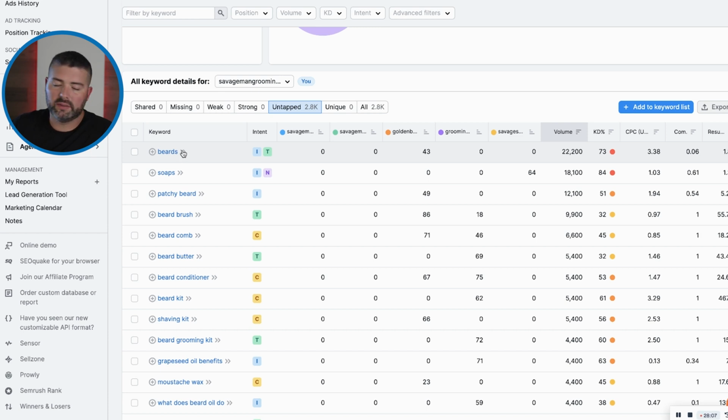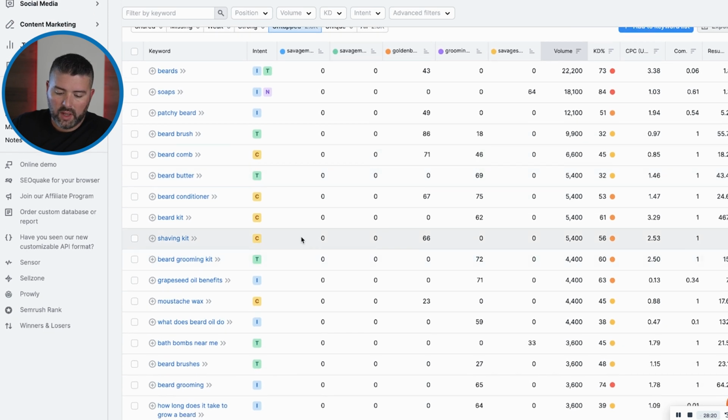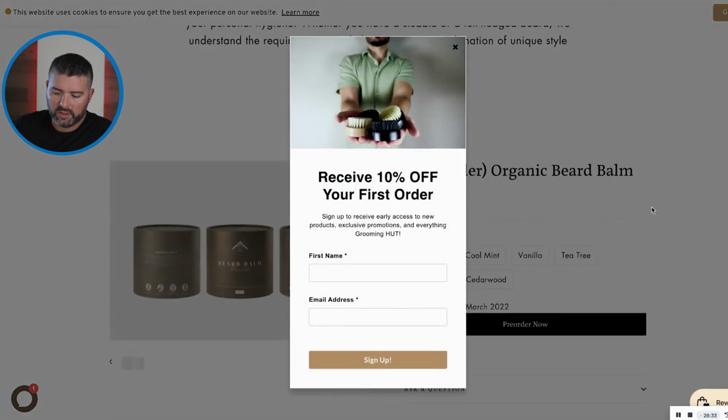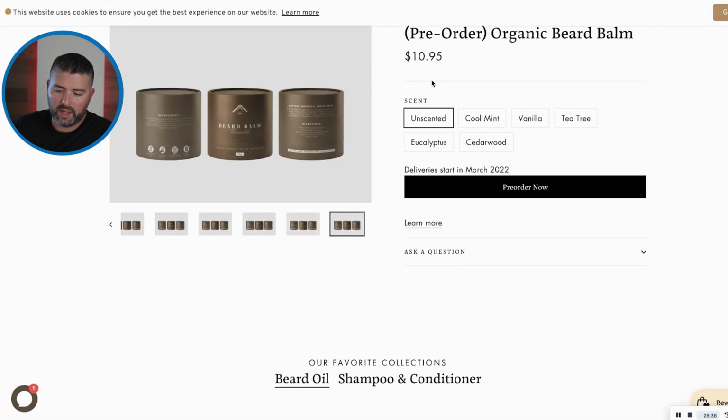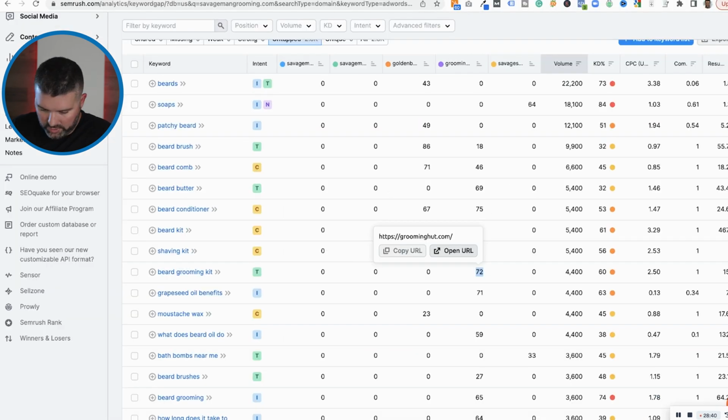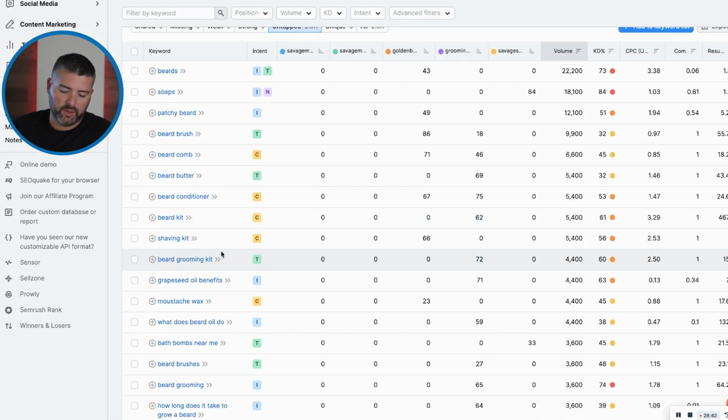It could be beard styles, beard tips, beard trends, anything related to beards. A beard comb, that is a commercial purchase intent keyword. Golden Beards is bidding on that. They sell those. Beard grooming kit, transactional, 72. We can look at their landing page. We're already going for Christmas time. Beard balm, pre-order, organic, $11. All of the different products. If I was them, I would be going towards the beard grooming kit landing page, but that's neither here nor there.